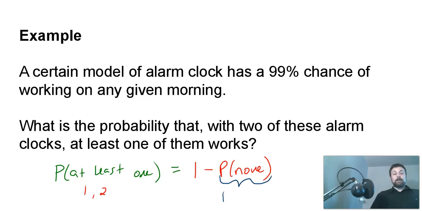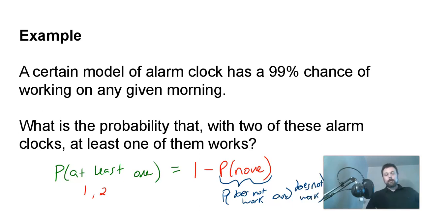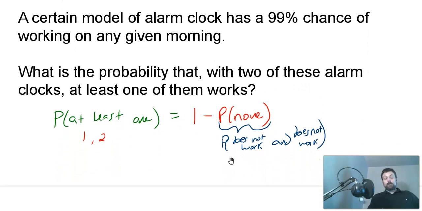This means that the first alarm clock does not work, and the second alarm clock does not work. And so it's a multiplication rule again, right? Because for none of them to work, we need the first alarm clock to not work and the second alarm clock to not work.